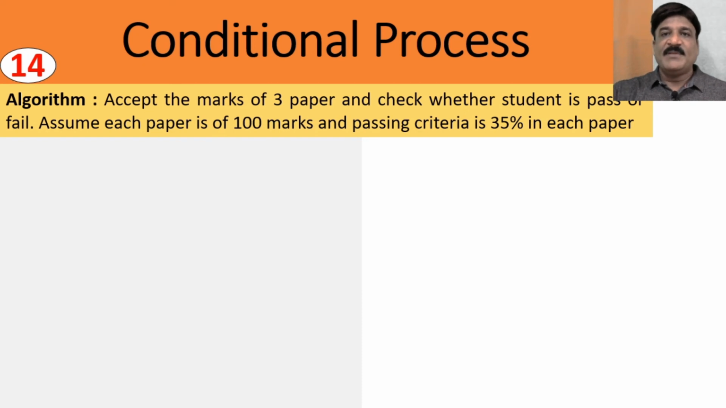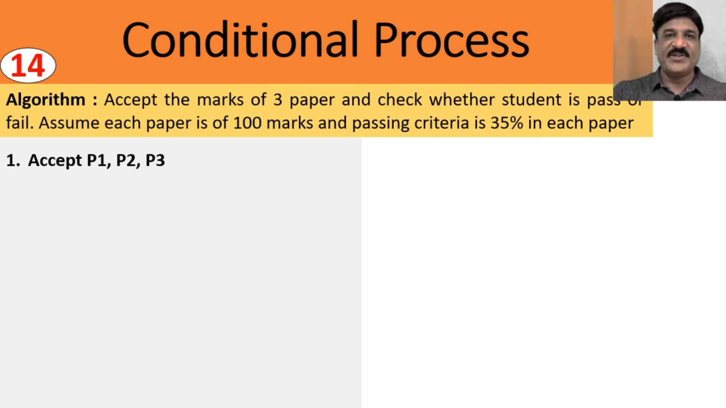Now, accept the marks of 3 papers and check whether the student passes or fails. Assume each paper is of 100 marks and the passing criterion is what? 35% marks in each paper need to be scored by the student. So, unknown values are what? The marks of 3 papers, so accept them. Assume they are paper 1, paper 2 and paper 3 marks.